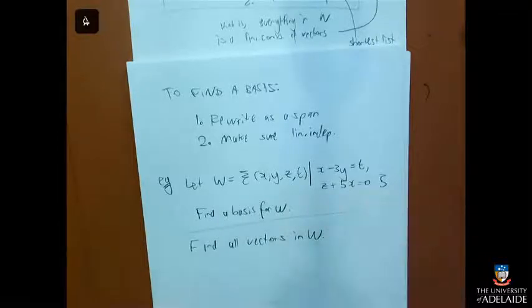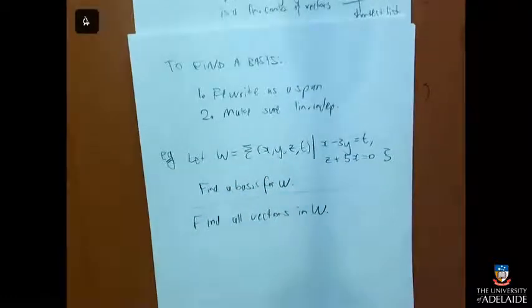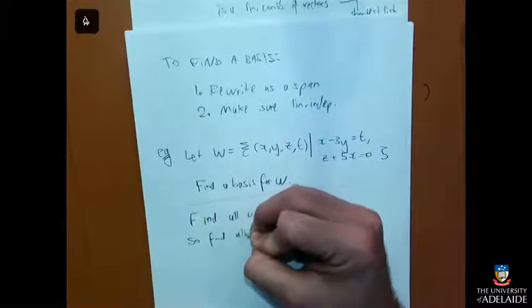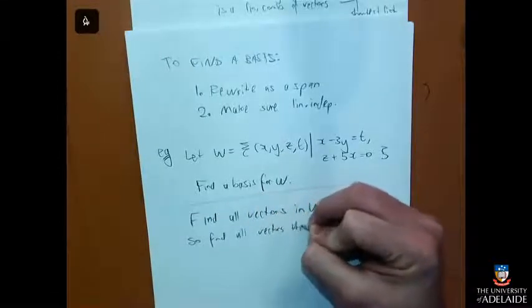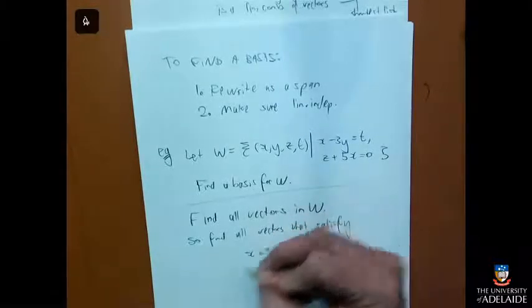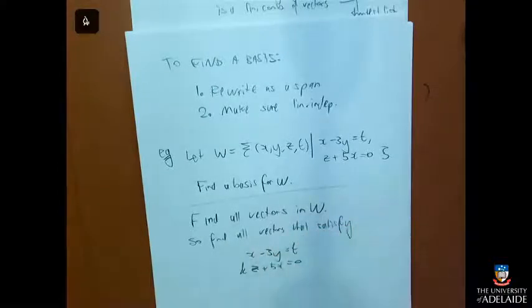Because once I've found all the vectors in W, then I'll be able to tell if it's a span or not. I mean, I know it's a span, it's a subspace. All subspaces are spans of something. And to find all the vectors in W, that means I need to find all the vectors that satisfy both of those equations. All right? So let's do it.